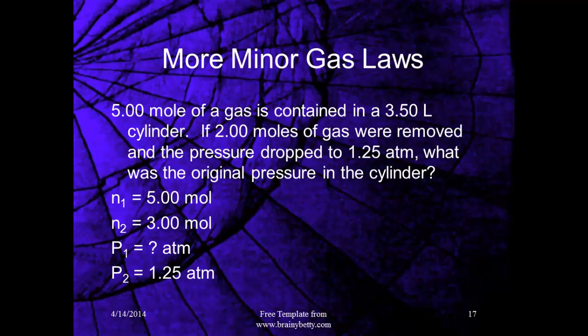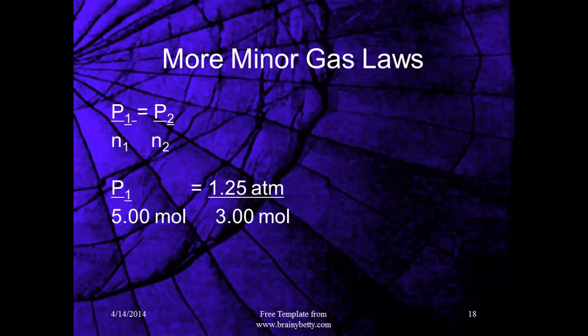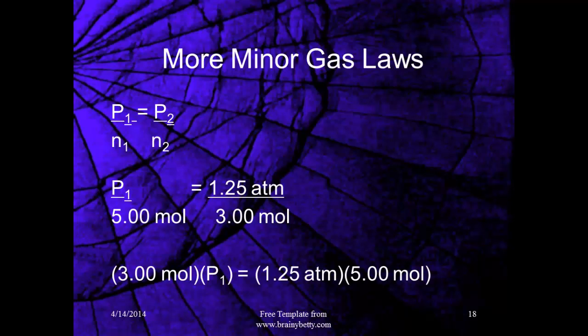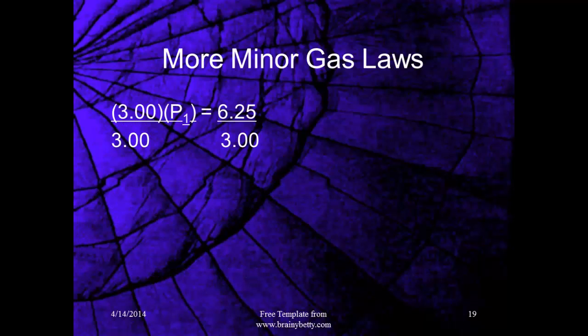Now that we know what we have and what we're looking for, we can plug our numbers into the equation. And this is the step I need to see. Where did your numbers go? From here, cross multiply and divide, just like we've done every other time. 3 times P1 is equal to 1.25 times 5. Simplify the numbers on the right. Divide by the 3 from the left. How many sig figs? 3. Units are? Atmospheres, because that's what we plugged in. You should get 2.08 atmospheres. Again, depending on how many times you round.